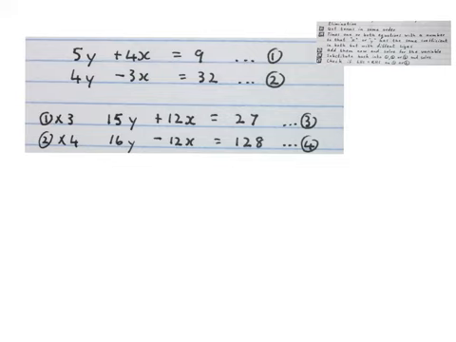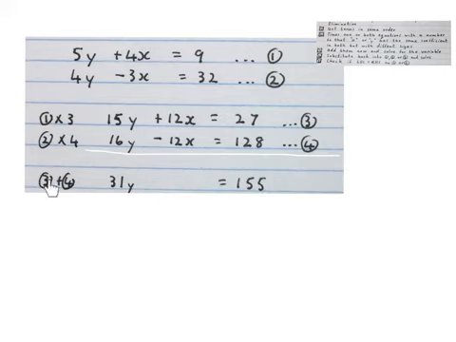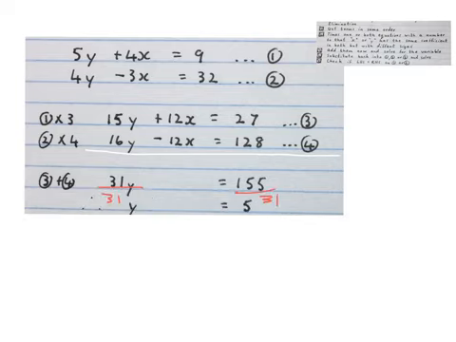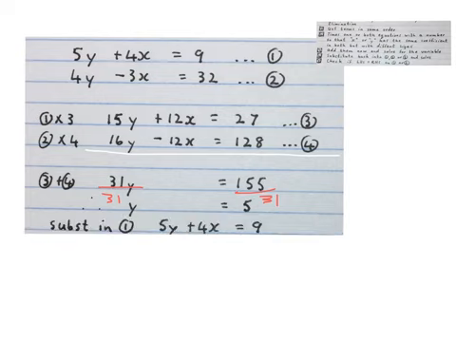Now we add them. Equation 3 plus equation 4, 15y plus 16y is 31y. Plus 12x minus 12x is no x's. And 27 plus 128 gives me 155. Divide by 31 on both sides and we get y equals to 5.